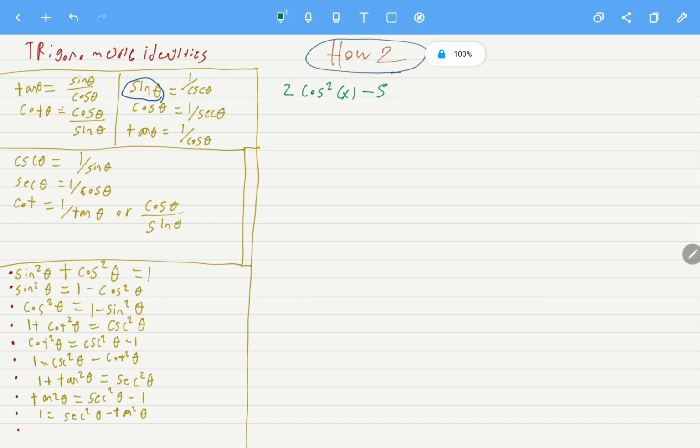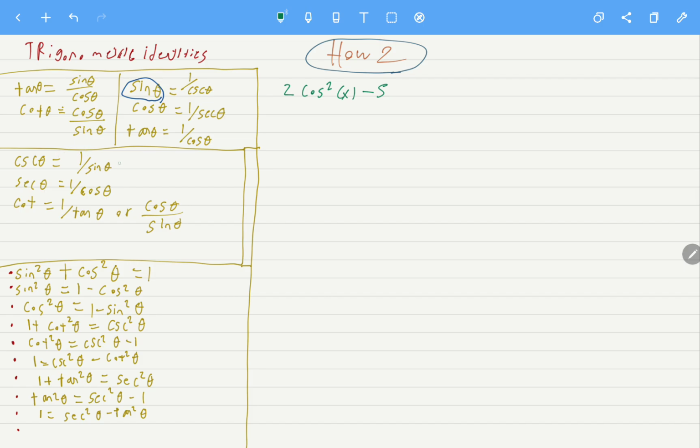You have tangent, which is sine over cosine, and cotangent, which is the opposite, cosine over sine. You have sine, which is 1 over cosecant. You have cosine, which is 1 over secant. You have tangent, which is 1 over cotangent. These are the reciprocal identities, and these are the identities for tangent and cotangent.